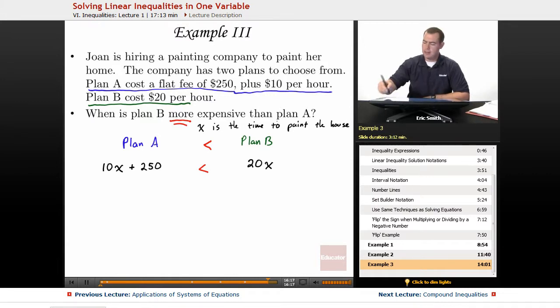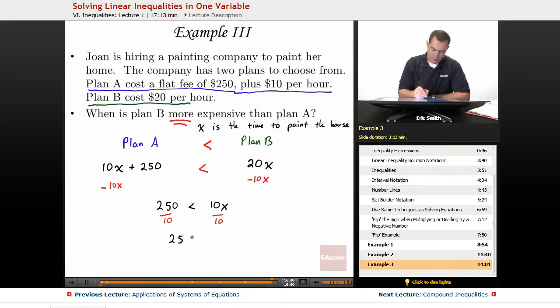Let's work on getting our x's together by subtracting 10x from both sides. So 250 is less than 10x. Okay, looks good. Now we'll divide both sides by 10. So 25 is less than x. Okay, now it's time to interpret exactly what we have here. So x represents the time that it will take to paint the house. So what I can see here is that anytime my time is more than 25 hours, then I can be sure that Plan B will be more expensive.